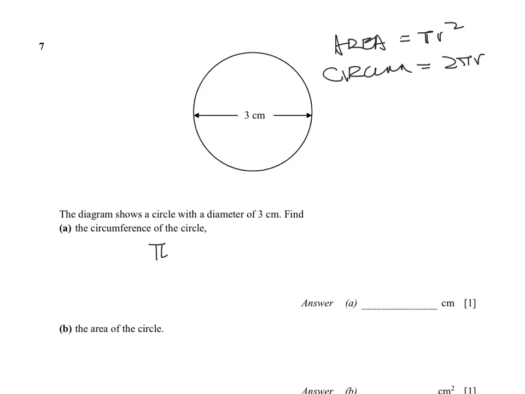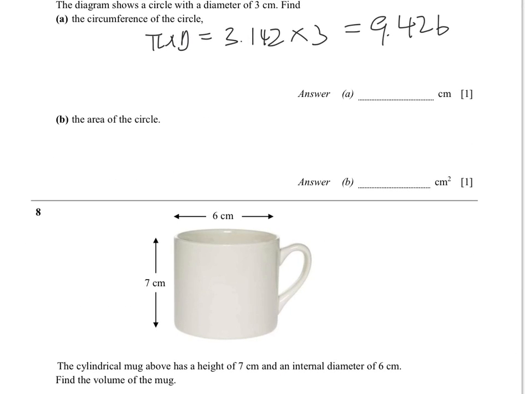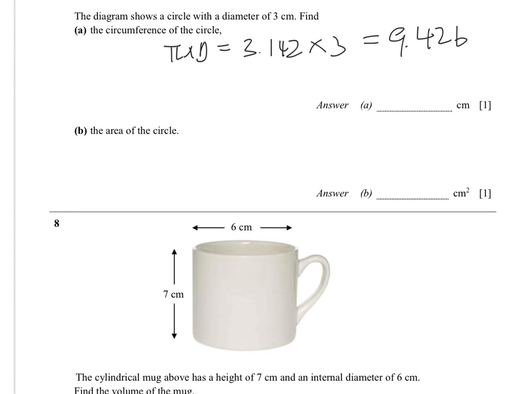So this one, pi times d. Now d is given to you, 3 cm. Pi, I'm going to use 3.142. So I will have this answer for 6, yeah, very good.